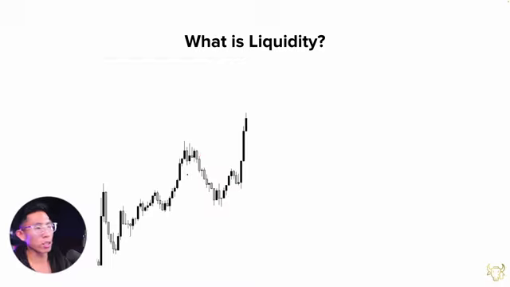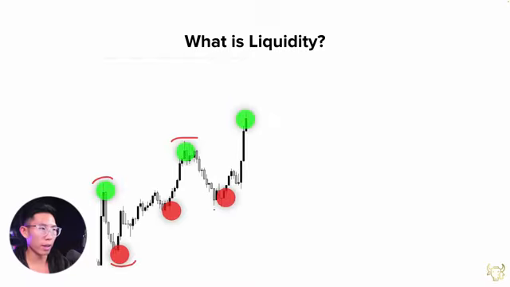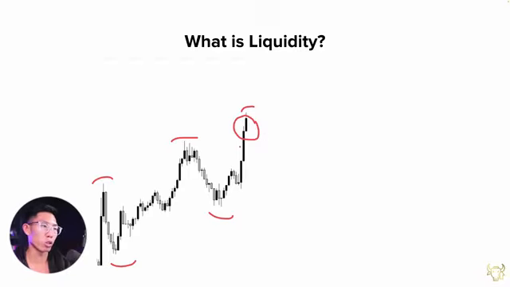When you see this, you probably think that price is in an uptrend, right? Because price is creating higher highs and higher lows, and right now, price is creating a higher high. So let's say you enter for a buy somewhere right around here, and the first thing you do is place your stop loss right below this last swing low.